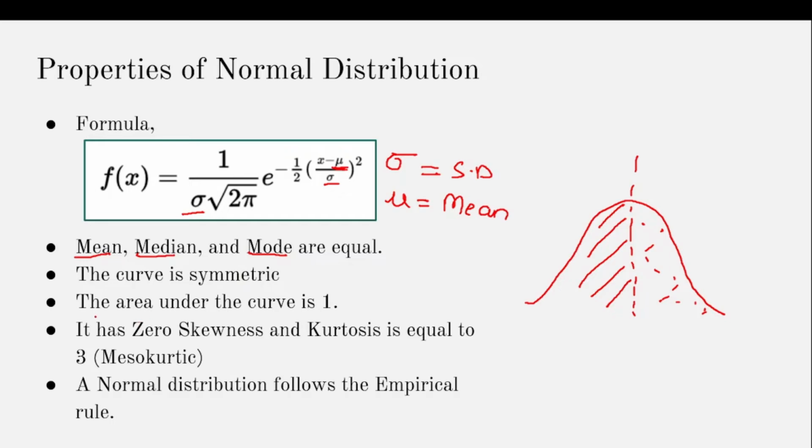As we know that the normal distribution is a probability density function, the area under the curve is equal to 1, which is a property of every probability density function. For normal distribution, the value of skewness is equal to 0 and kurtosis is equal to 3. We will see about skewness and kurtosis in the upcoming videos. Another very important property of normal distribution is that a normal distribution follows the empirical rule.